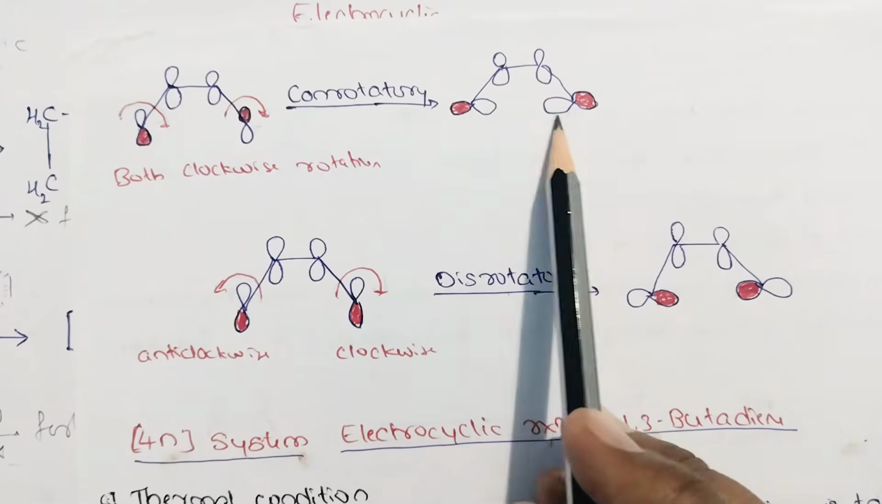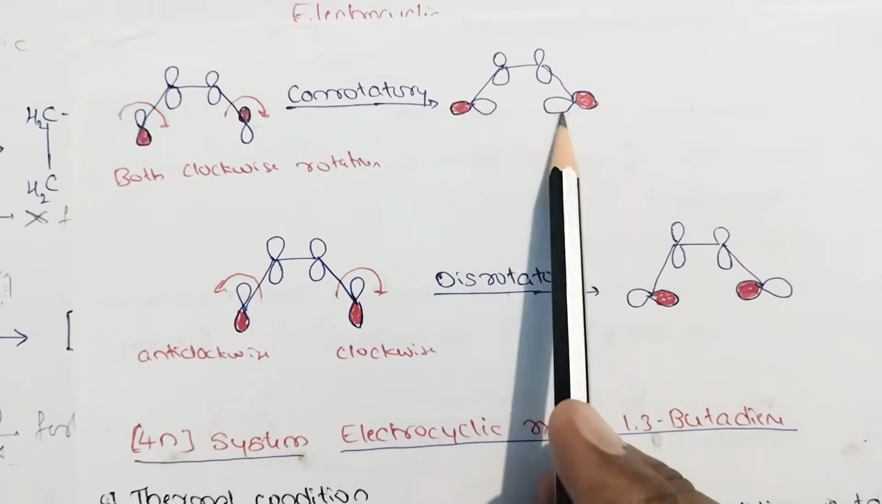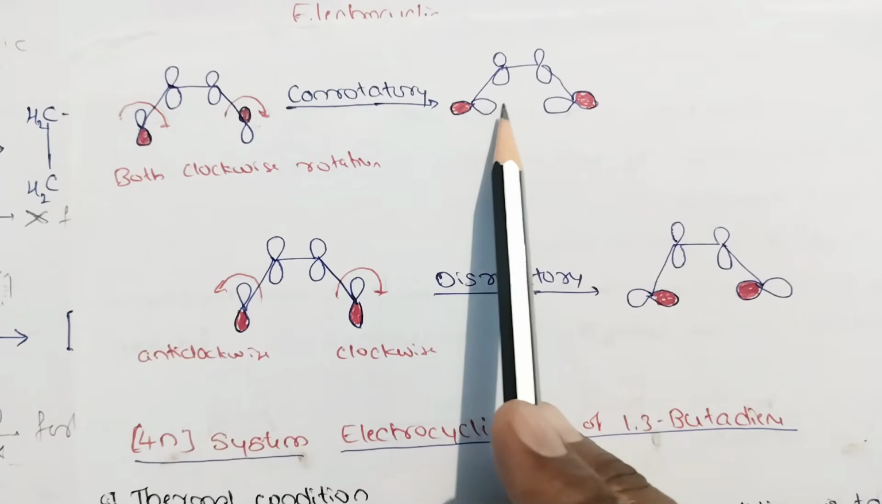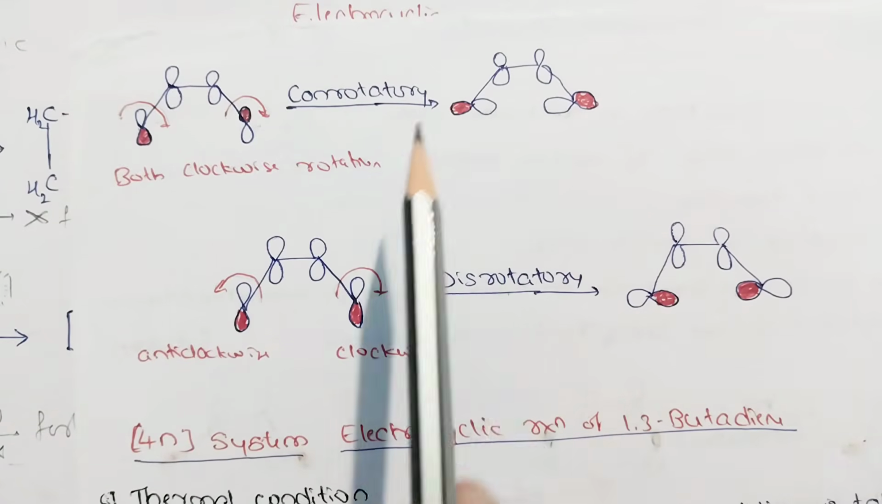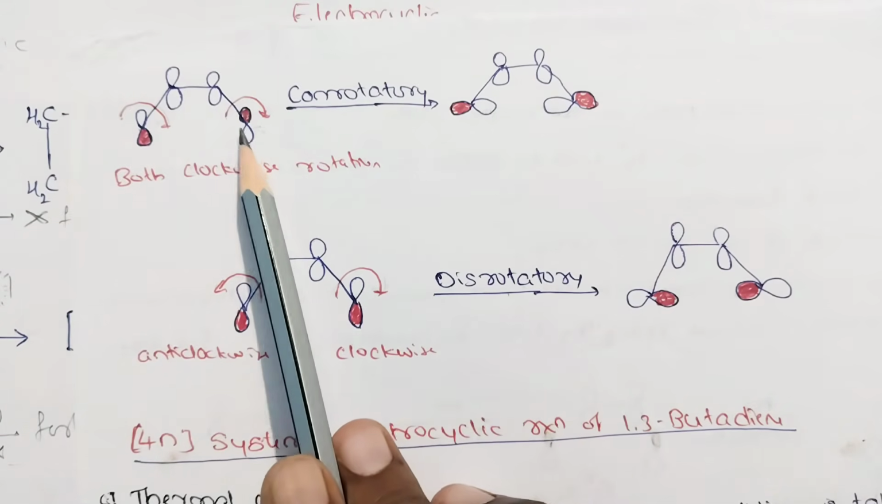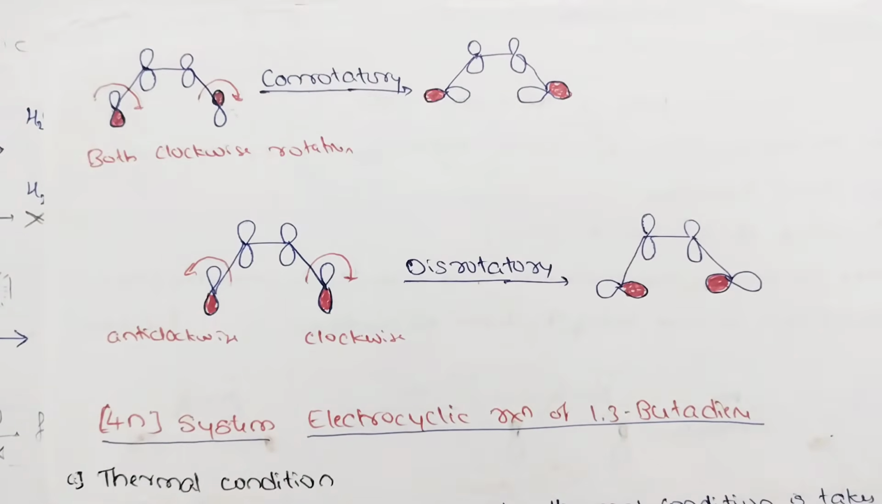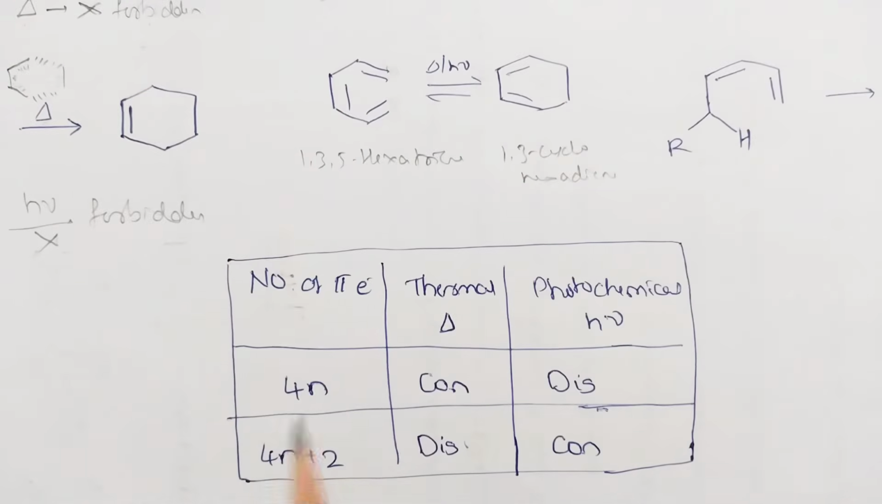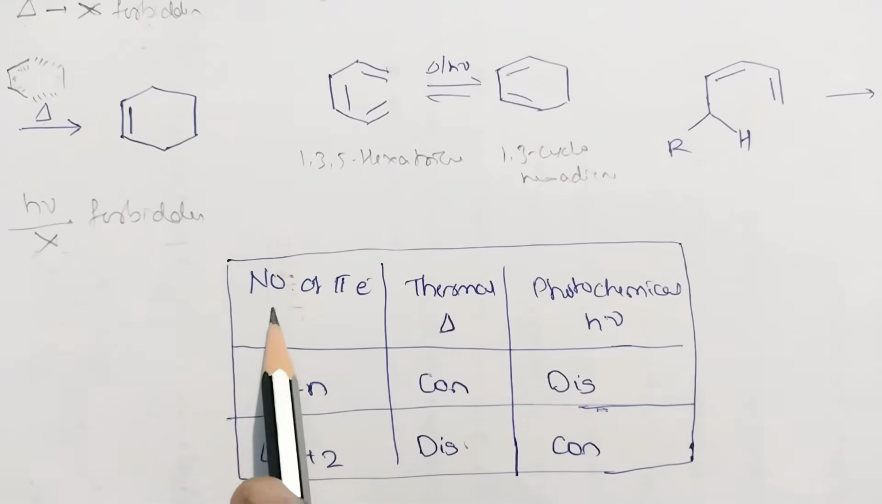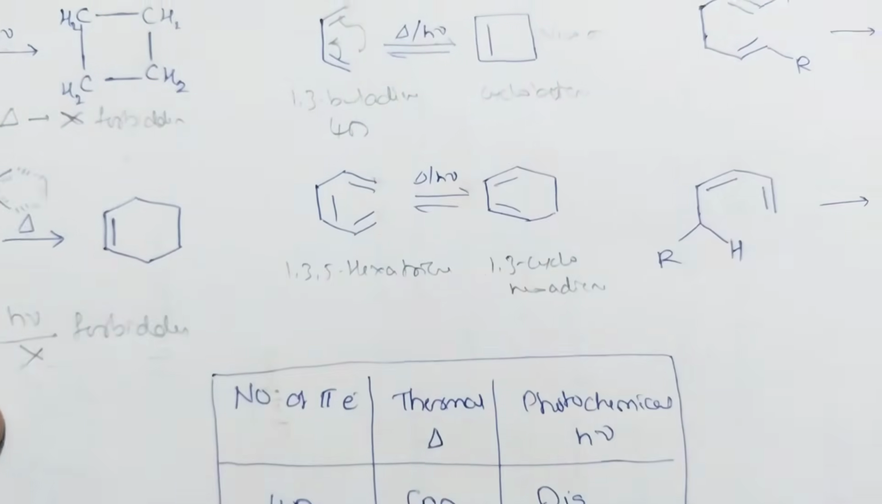Here also you can see that after the conrotation, the same lobes come in the same direction, meaning the overlap of the orbitals takes place, then the bond formation takes place. The rotation of these terminal p orbitals is very important. The electrocyclic reactions depend upon the rotation of p orbitals of terminal carbon atoms. So here directly I will give the selection rules. Number of pi bonds: this is a 4 pi system, 1,3-butadiene is a 4 pi system.